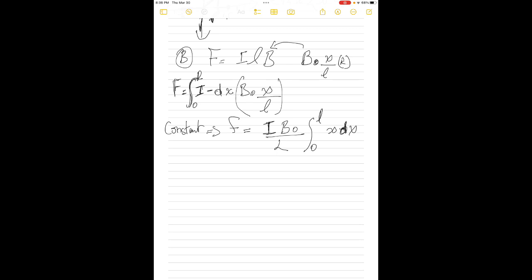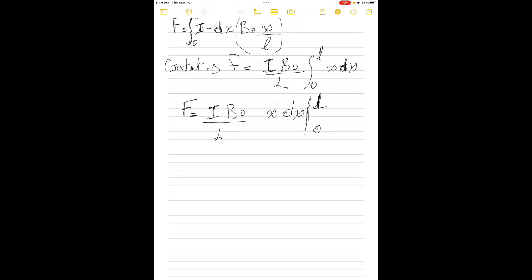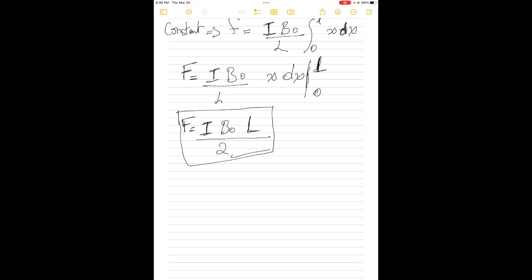And then we're going to write the equation, multiplying by the limits, of x dx from L to 0. For the upper side it is going to be equal to the current multiplied by the field strength multiplied by L divided by 2, because the lower limit is going to equal 0. And this is the expression for the total force.